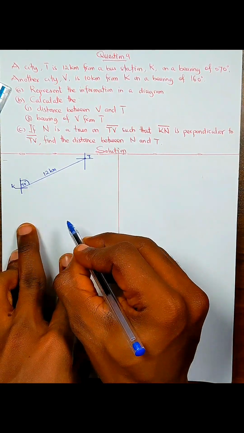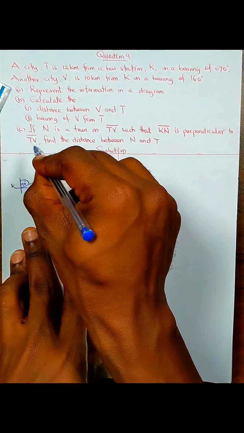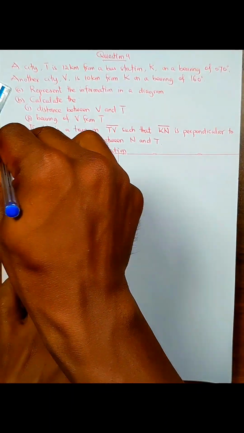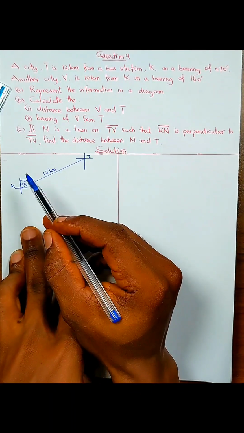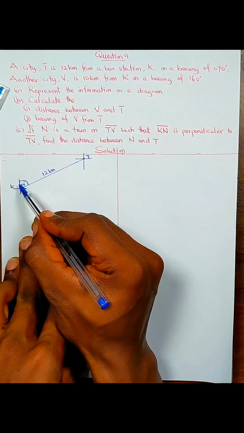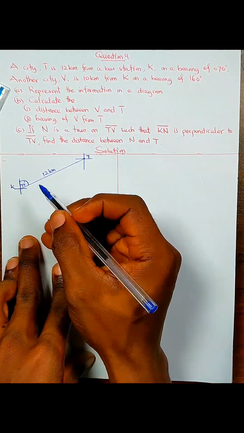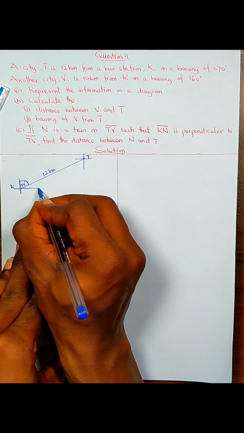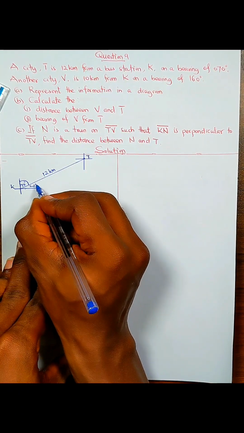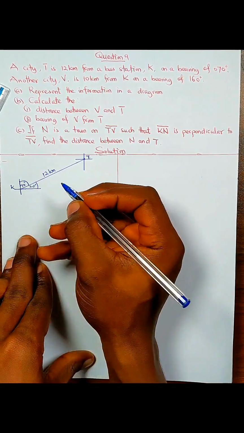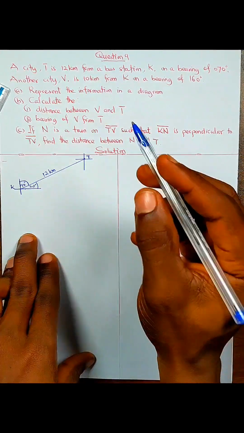Okay, in a clockwise direction, in the direction of the clock. Clocks move from the right this way, clockwise. So we started from the north, measured 70, and the remaining angle is going to be what? 20 degrees, because the total is what? 90 degrees. Okay, let's move on.